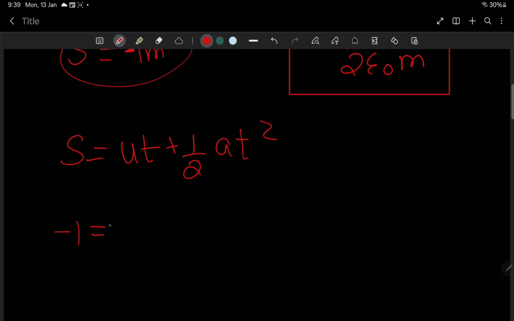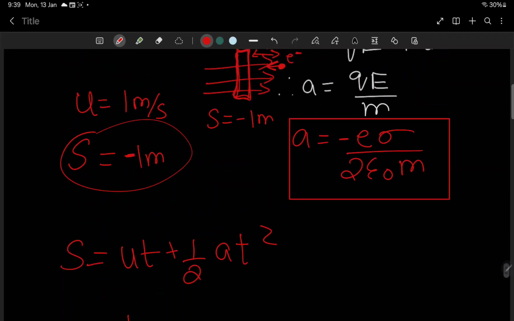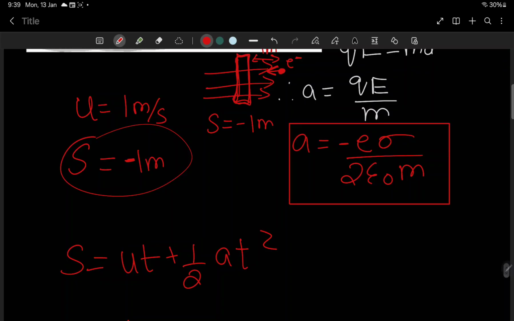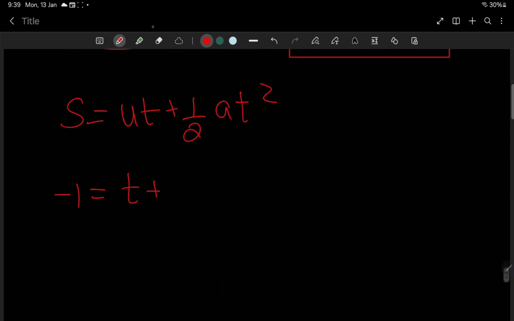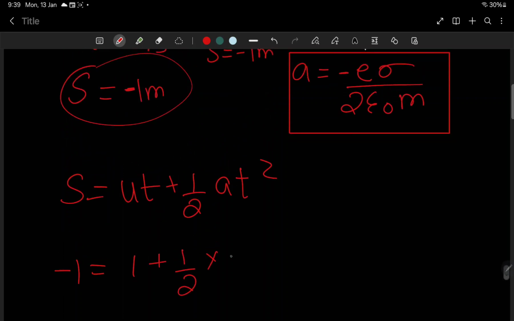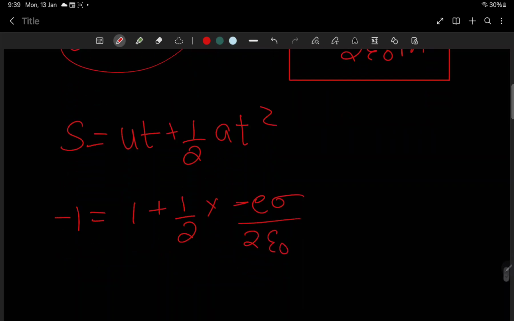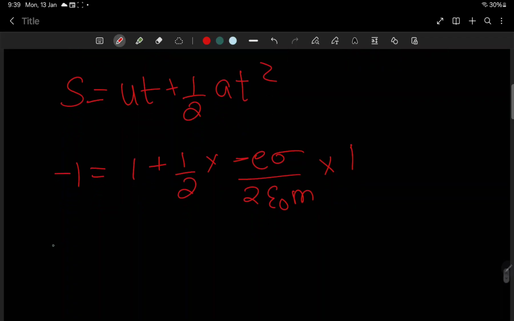That is S equal to what? Minus 1 is equal to ut, u equal to 1 into t, plus half into a. t is what? At 1 second, right? So 1 plus half into a, given here as minus e sigma by 2 epsilon 0 m, where sigma is what we want to find, into t square, that is 1 itself. Okay.